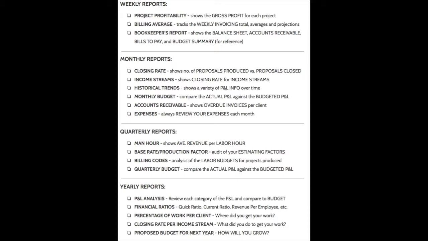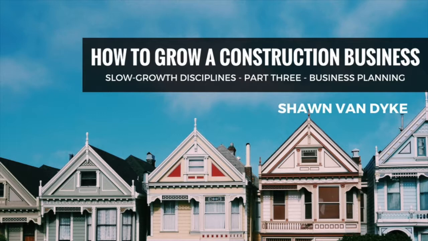We're going to be taking a look at financial ratios such as the quick ratio, the current ratio, revenue per employee, and other metrics like that. We're also going to be taking a look at the percentage of work per client, your closing rate per income stream, and your proposed budget for the entire year, and compare that and use that to help us develop the budget for next year.